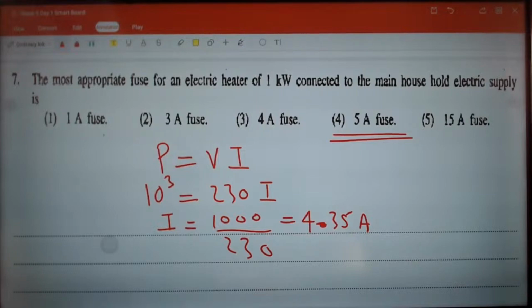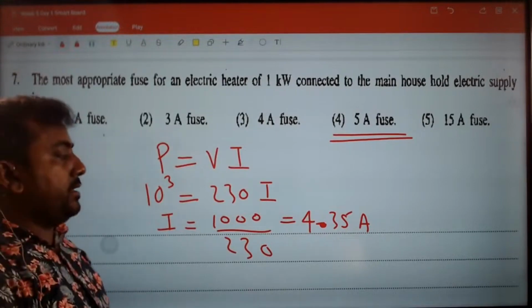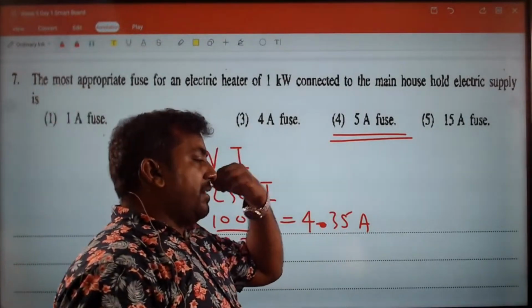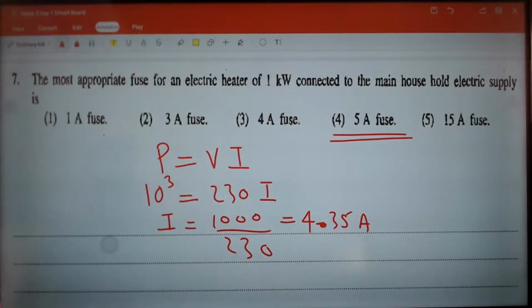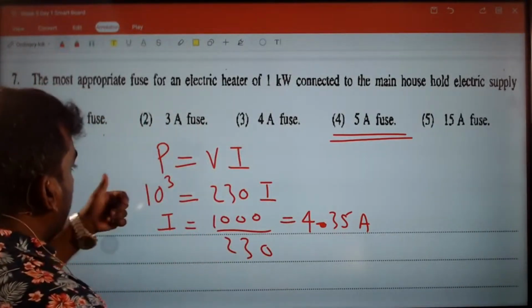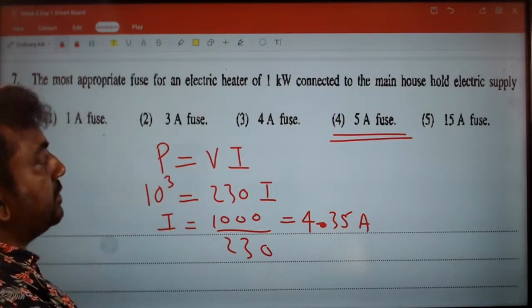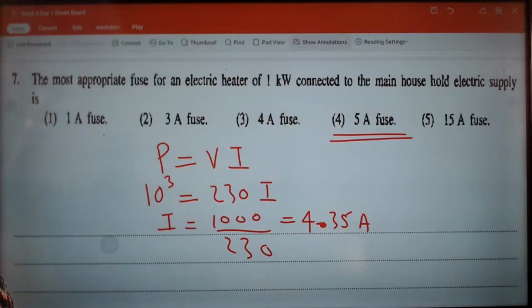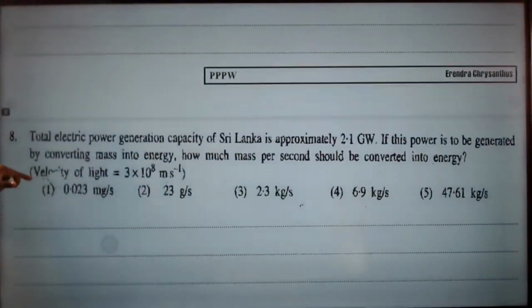Clear? This makes sure that a current bigger than 5 ampere will never pass through the electrical instrument. The fuse will melt, saving the electrical instrument. Right.